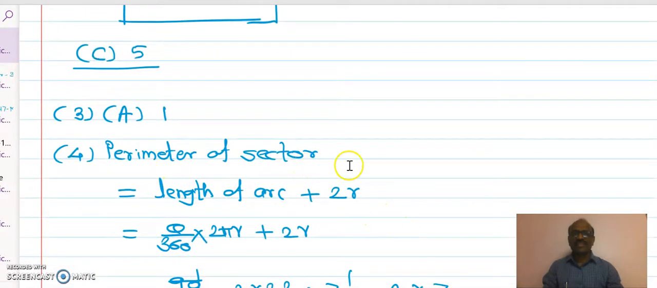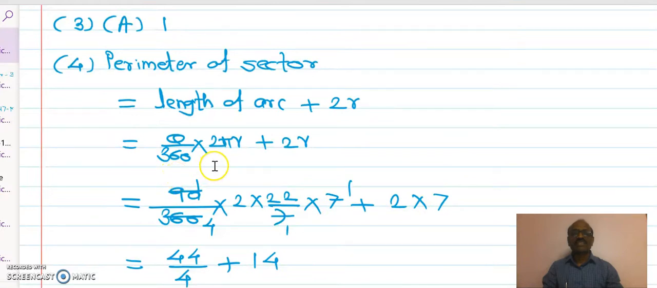The perimeter of the sector is equal to the length of arc plus 2r. That is theta upon 360 into 2 pi r. Now again I will repeat it here. That is theta upon 360 into 2 pi r plus 2r, and theta is 90. 90 upon 360 into 2.